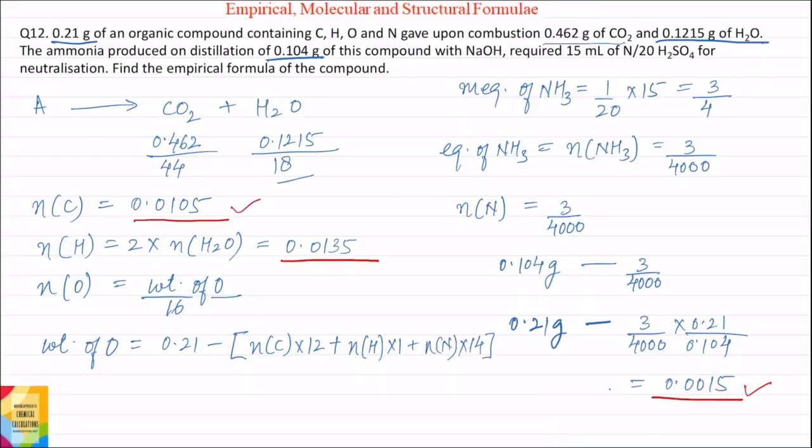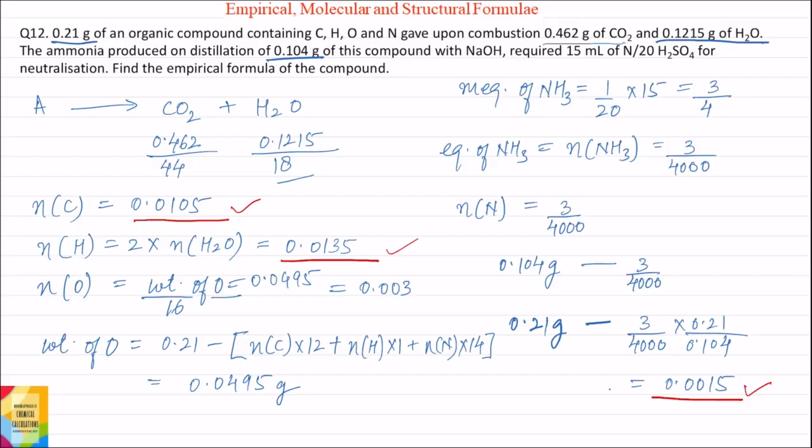अब moles of carbon पता है, moles of hydrogen पता है, moles of nitrogen पता है. Just putting the values and solving, weight of oxygen will be equal to 0.0495 gram. So putting the value of weight of oxygen, that is 0.0495 gram, moles of oxygen is equal to 0.003 moles. Now we have moles of carbon, moles of hydrogen, moles of oxygen and moles of nitrogen. Moles of nitrogen की value सबसे कम है.